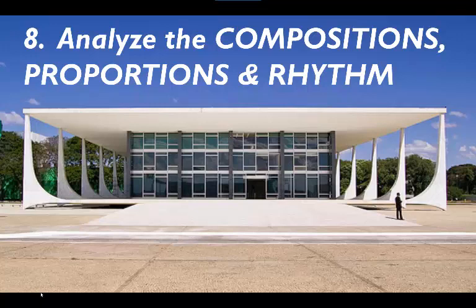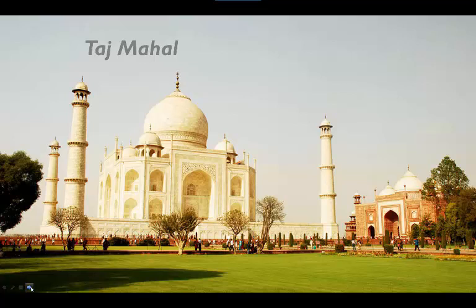So let's look at one example of this. And this is a building that is familiar to many people around the world. This is the Taj Mahal, and it is an incredibly famous and iconic piece of architecture. But it's something that we can also look at in terms of proportion, symmetry, balance, and use of materials and other things.